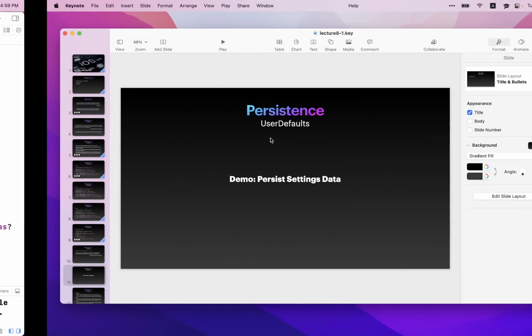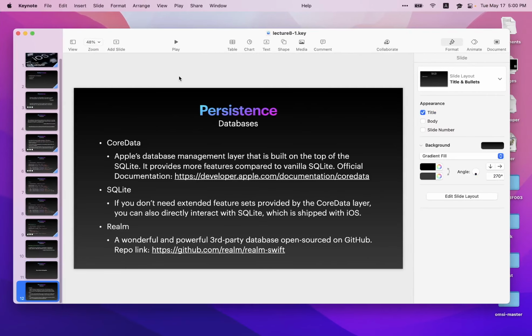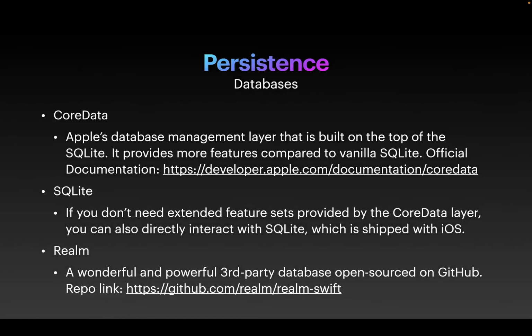Okay. Now let's go back to our slides and talk a little bit about databases. There are three options you can try. First one is called Core Data. This is Apple's database management layer, which is built on top of SQLite. It provides more features compared to vanilla SQLite, and you can take a look at the official documentation if you are interested. Core Data is not exactly a database. The database is still SQLite, but Core Data provides a richer interface and more features.